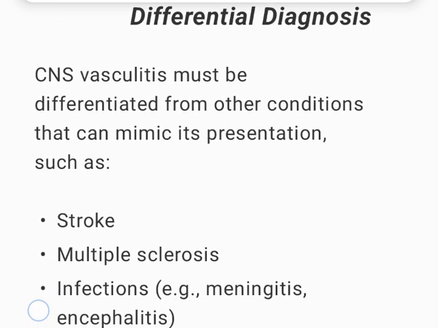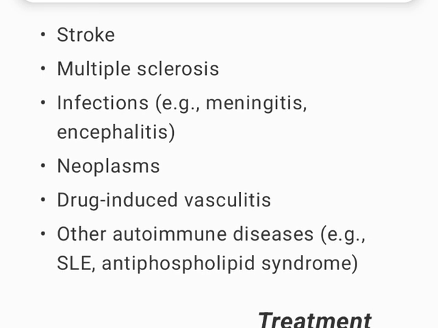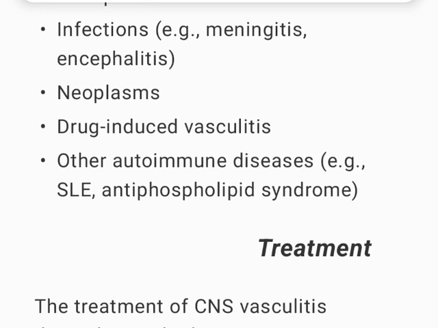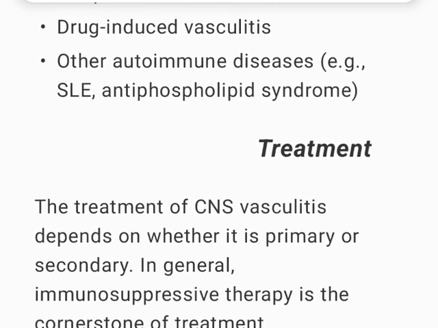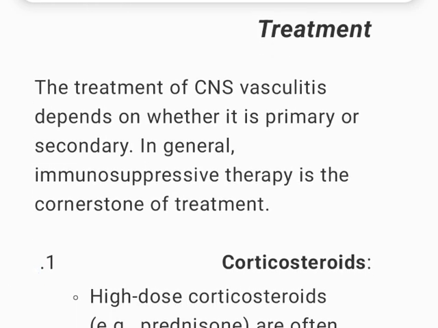Differential diagnosis. CNS vasculitis must be differentiated from other conditions that can mimic its presentation, such as stroke, multiple sclerosis, infections, e.g. meningitis, encephalitis, neoplasms, drug-induced vasculitis, other autoimmune diseases, e.g. SLE, antiphospholipid syndrome. Treatment. The treatment of CNS vasculitis depends on whether it is primary or secondary.